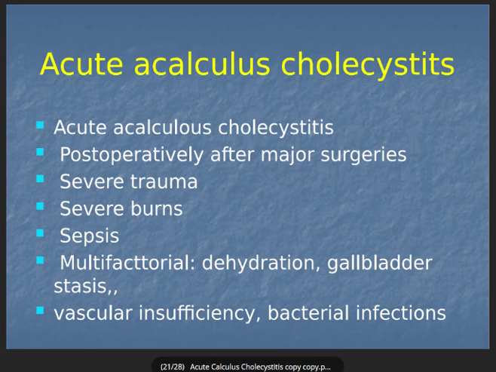Now the second arm is acute acalcular cholecystitis. It means you have cholecystitis which is acute, but the cause is not a stone, and this can happen in special circumstances, and it's very important. You have to know it. You have to recognize it properly. It's very simple.